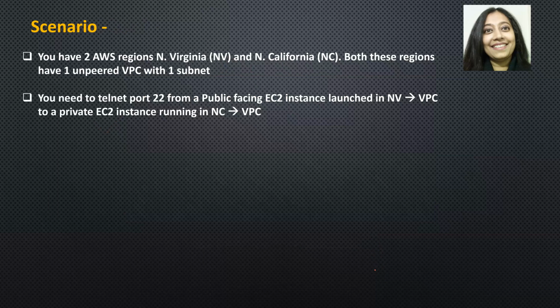Scenario for our lab today. You have two AWS regions. In my case, I'm going to take North Virginia and North California. I'm going to refer to North Virginia going forward as NV and North California as NC. So you will see in the naming conventions and everywhere that you will have NV or NC right in the beginning. All my names have been prepended with NV or NC.